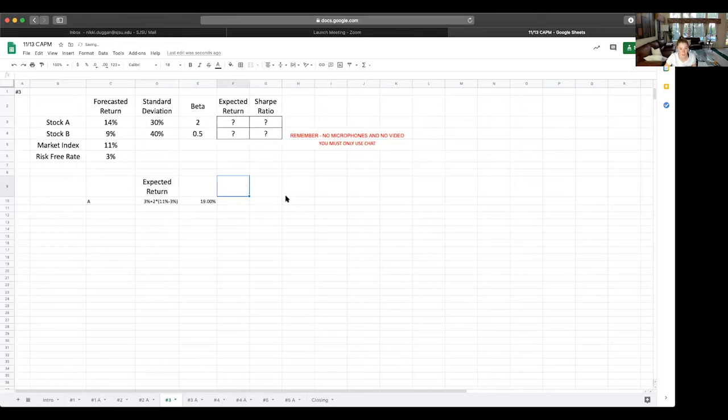And then continuing with stock A, if you want to find the Sharpe ratio, this is like the problem that we just did. You're using your standard deviation, your risk-free rate, and your beta. So for this, you're going to be taking 14 minus 3 divided by 30.